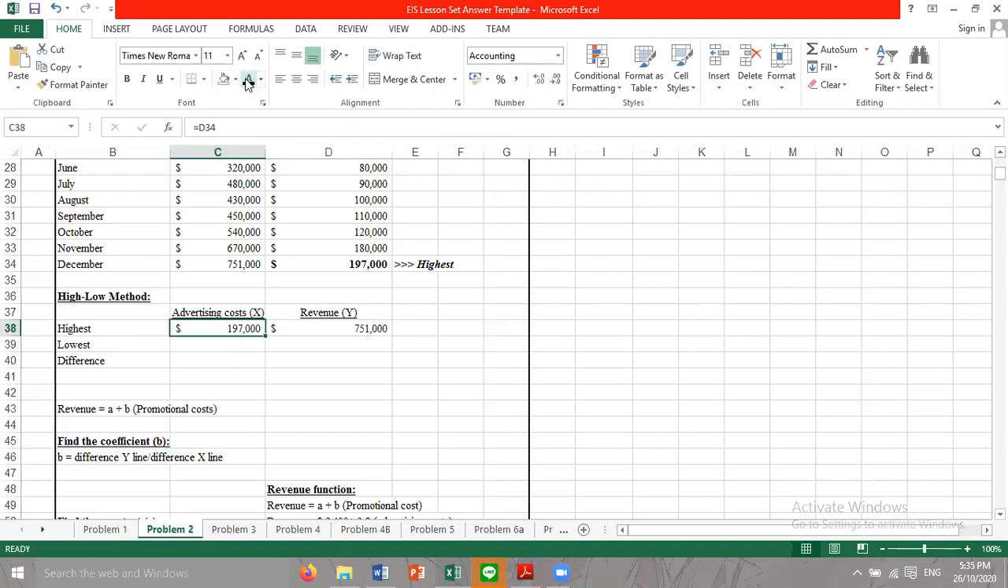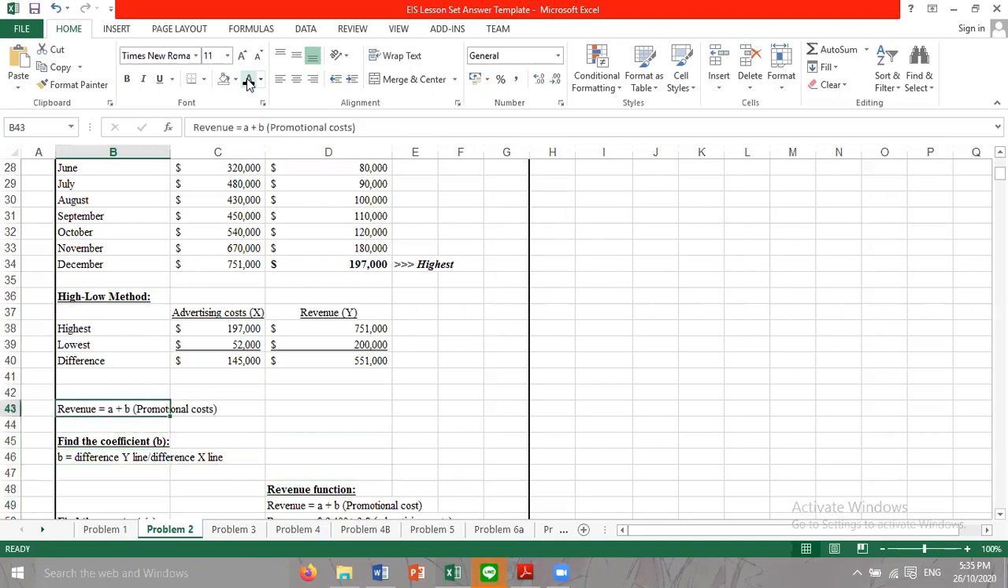Our highest data has an advertising cost of 197,000 and a revenue of 751,000. And the lowest has an advertising cost of 52,000 and a revenue of 200,000. So we can calculate the difference here. We have a difference in x of 145,000 and a difference in y of 551,000.